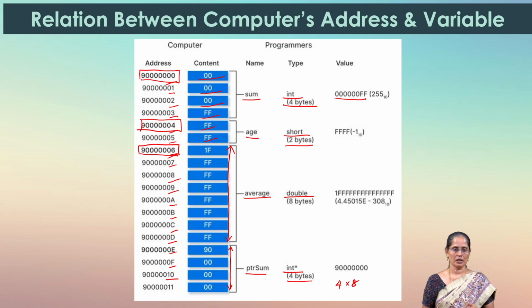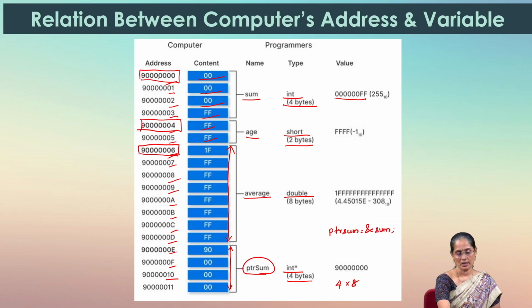Supposing I am using a pointer type variable. So, the pointer type variable ptr sum, which points to an integer data type, right. It may be sum. So, ptr sum is assigned with the address of sum. So what happens, ptr sum will be assigned with the address of sum, which is 9, starting with 9 and all zeros.